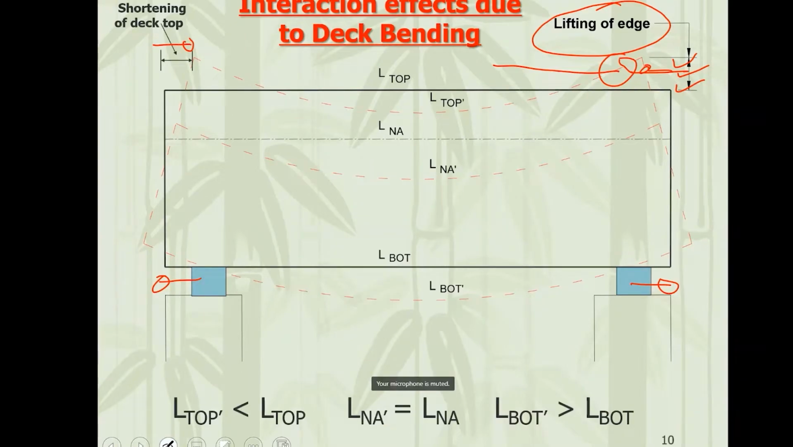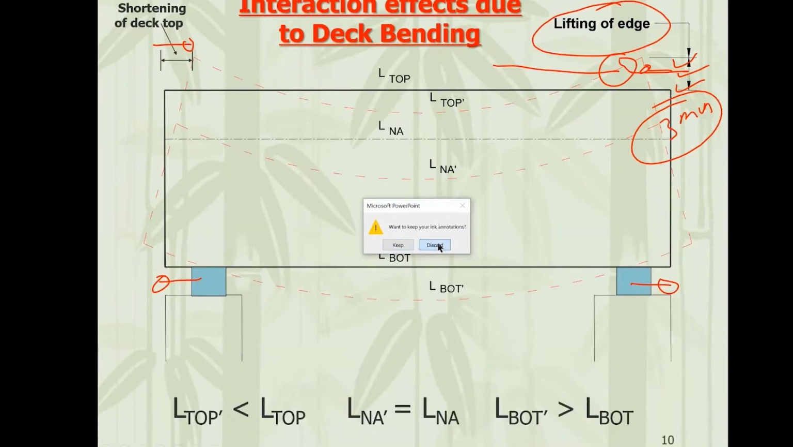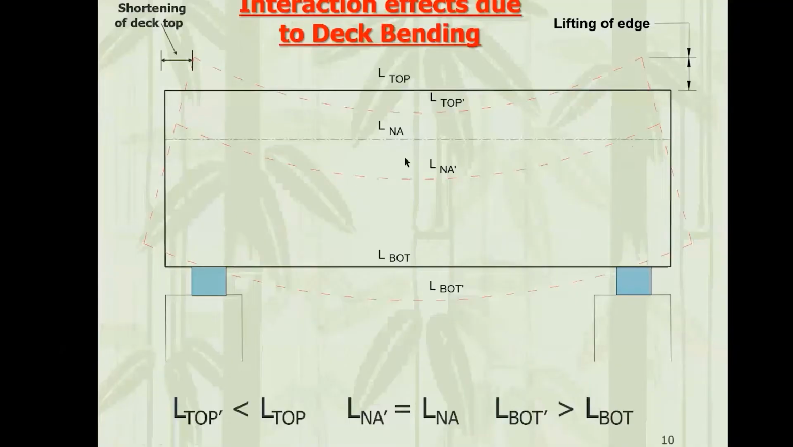On Indian Railways so far we have not prescribed this value. For the high speed route they must have prescribed this value कि ये deck bending की वजह से इसका जो lift है वो कितना होगा। Normally this is limited to 3 millimeter, right? On ballasted track, of course on slab track this value might be different, right? So these are the three interaction phenomena taking place, right?